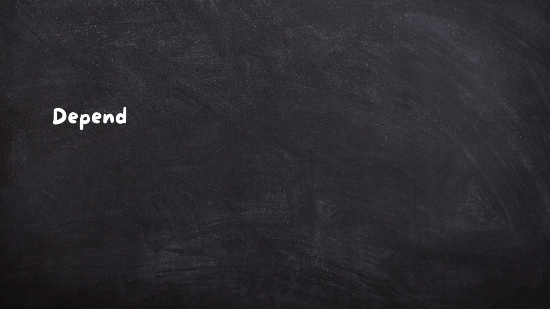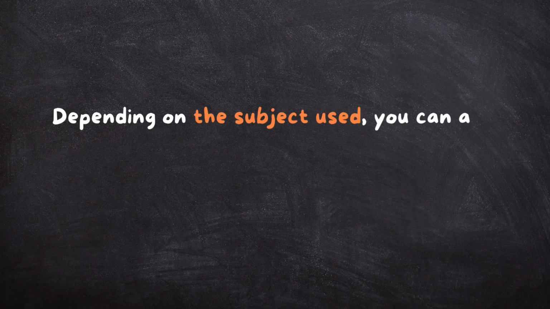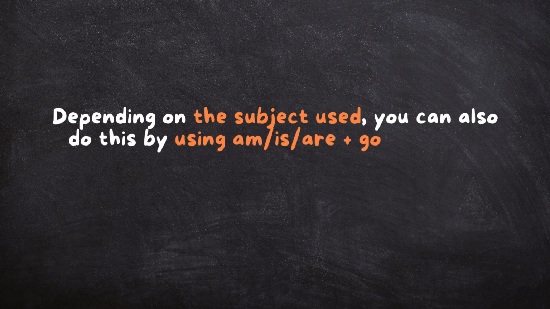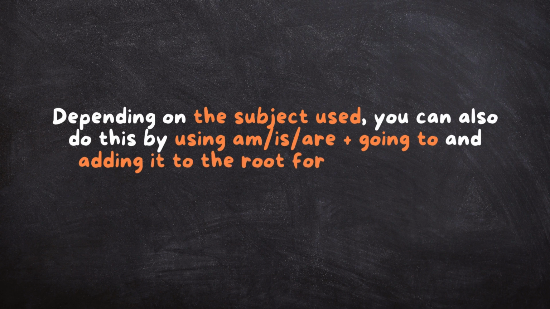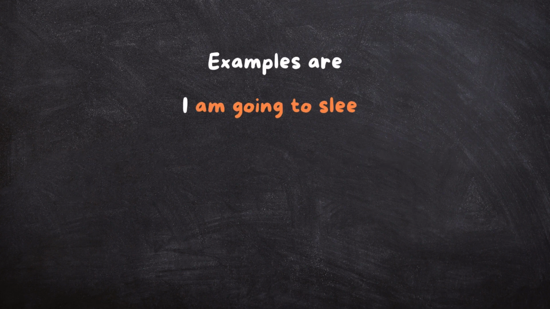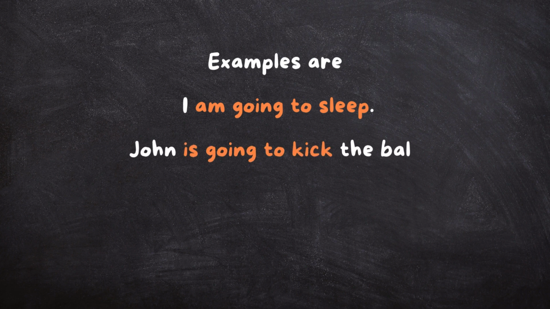Now, you can also make the simple future tense of verbs by using am, is, or are, depending on the number of people you're referring to, that is the subject, the quantity of the subject, and then adding going to, and then add it finally to the root form of the verb. Let's see an example. So, I am going to sleep. Here, the subject is singular, that is I, the first person singular.